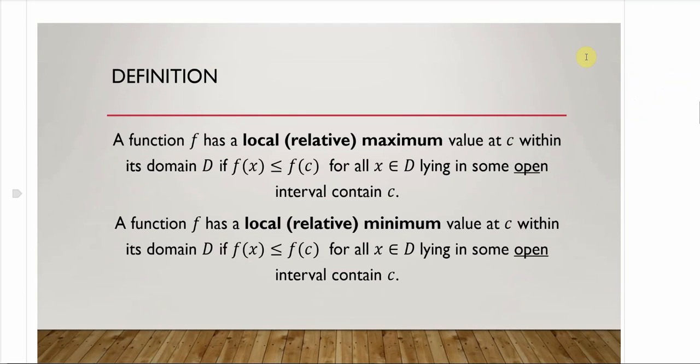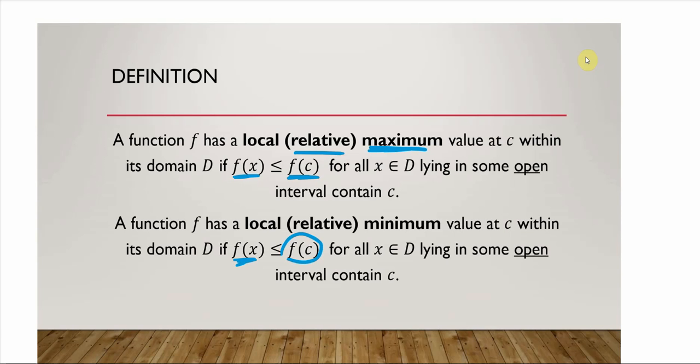Now, local or relative are going to be a bit different. Okay? A function f has a local relative maximum value at c within its domain if f of x is, again, we're talking about maximum, so that means that the dot is going to be greater than or equal to any other dots for all x, an element of D lying in some open interval. In other words, if I give you a piece of graph, then it's going to be a local maximum. Okay? And then it's going to be a local minimum if f of c is less than or equal to all the other dots, right? For all x, an element of D lying in some open interval containing c.